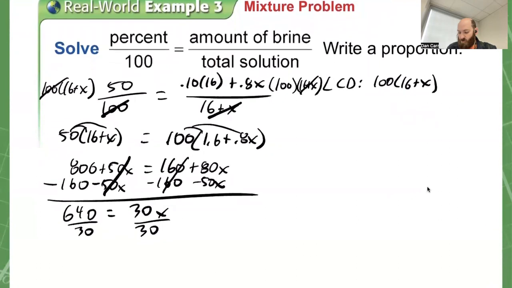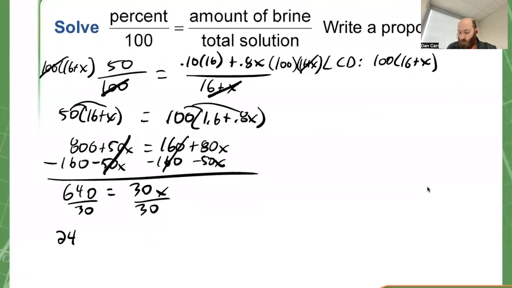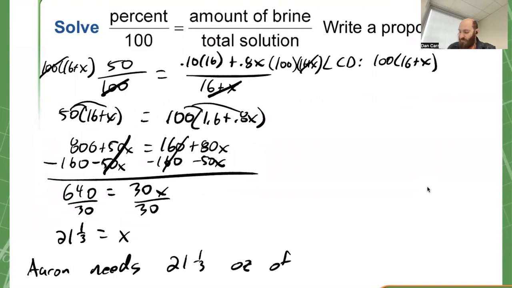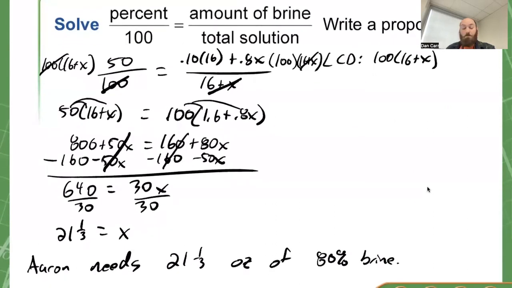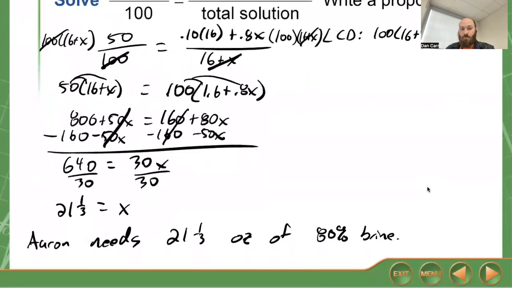And after I do that, I'm going to get 21 and 1/3 for my x. Okay, so what this means is that Aaron needs 21 1/3 ounces of the 80% brine. Okay, this is what gives him his 50% overall. So that's a mixture type of problem. So we deal with those percentages.